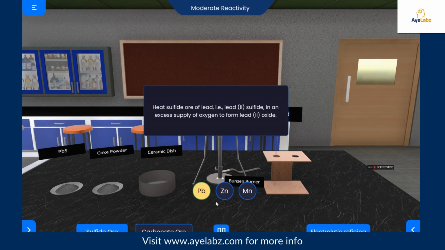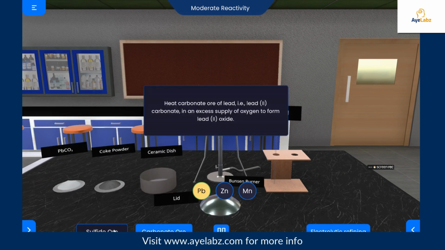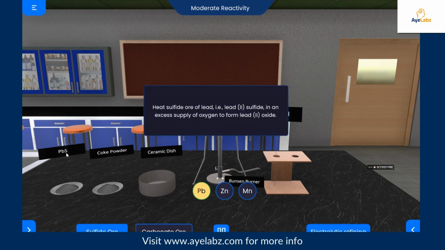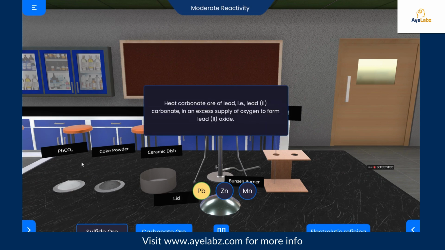So here we have lead, zinc and manganese. And for moderately reactive metals, we have two types of processes. One is roasting, another one is calcination. For roasting, we must use sulfide ore, and for calcination, we are using carbonate ore. We have given two options over here at the bottom. You can select accordingly. For sulfide ore, we used galena, PbS, and as a carbonate ore, we used lead carbonate.